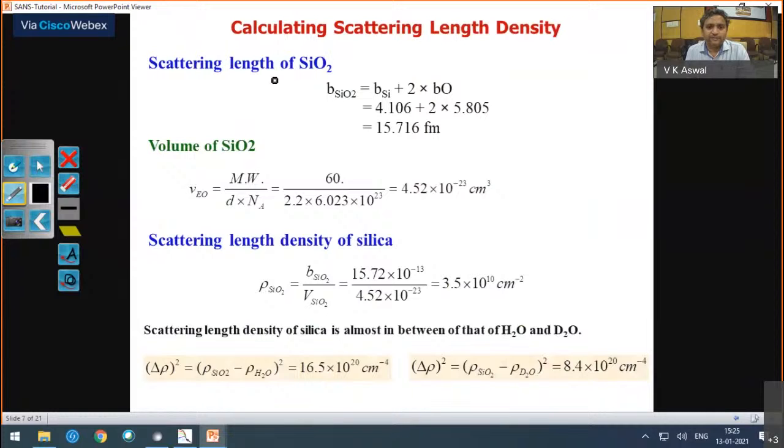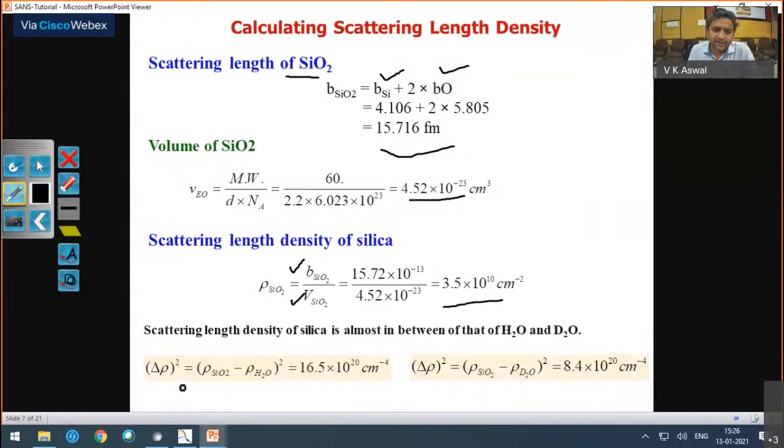For silica, as an example, we are choosing silica nanoparticles or silica particles. It doesn't matter because anyway, this is only one molecule. So this is the silica scattering length: 2 multiplied by the scattering length of oxygen, plus the scattering length of silicon. And then this is the volume, and we get the silica scattering length density.